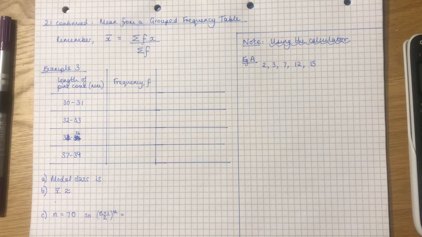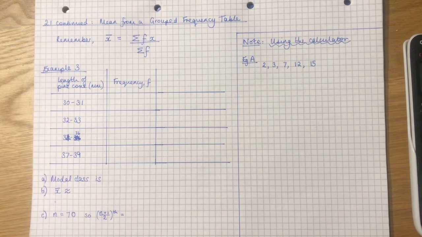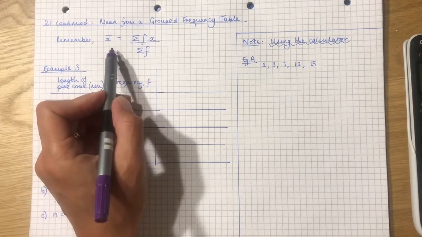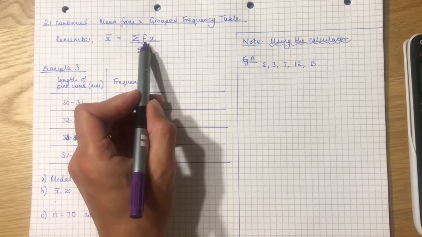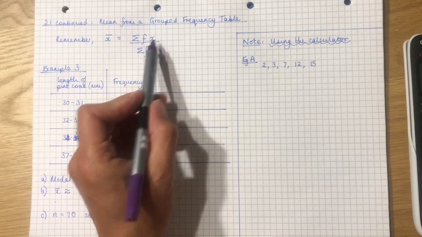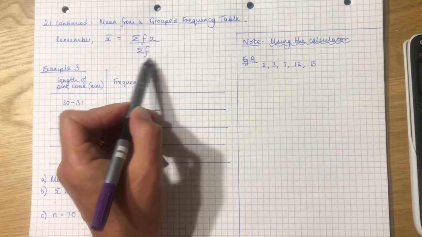The next section is quite short. It's a continuation of section 2.1, and we're talking about finding the mean specifically from a grouped frequency table now. So remember from the previous video that the mean from a frequency table is calculated using this formula, a variation on the standard mean formula where x bar is the sum of the frequencies times the x values divided by the total number of values, which is just the sum of the frequencies.